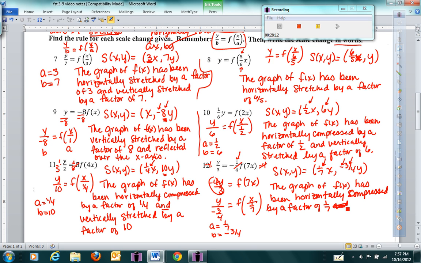and, well, let's put a comma because we got 3 things. We're going to say vertically, that fraction is less than 1, so that will be compressed by a factor of 3/4, and last but not least, let's do that negative sign, and negative on the y is reflecting over the x. So we're going to say, and reflected over the x-axis. Reflected over the x-axis.